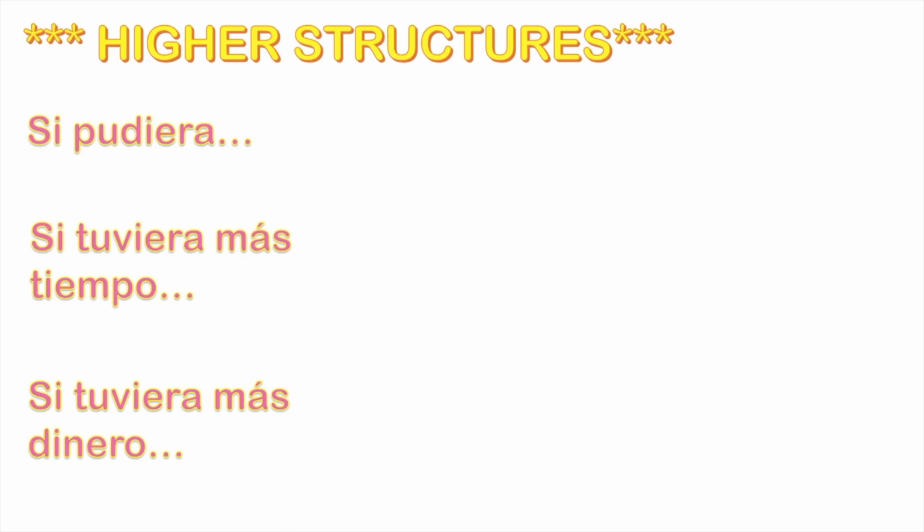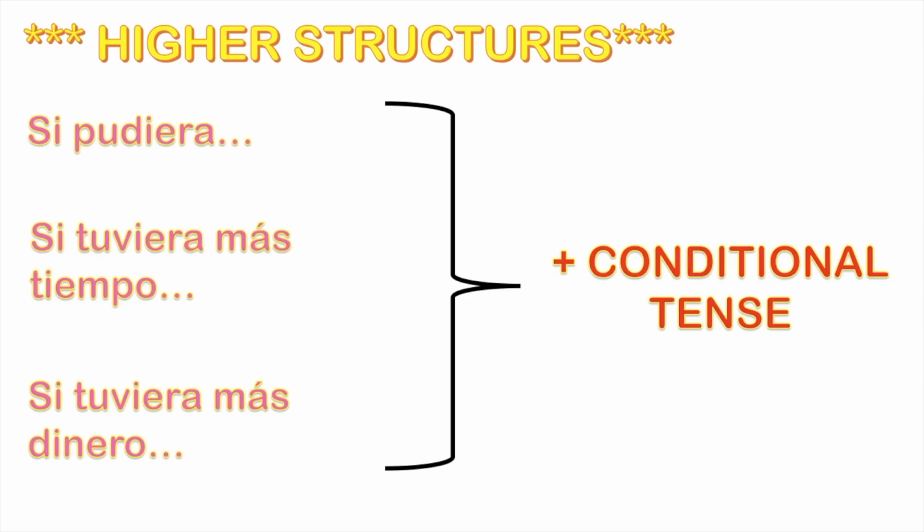And these are all followed with the conditional tense. So the would. Because if you imagine how you would say it in English, if I had more time, I would like to go to the gym. If I had more money, I would love to travel to Hawaii. It's the same in Spanish. So si pudiera and si tuviera plus the conditional tense. So here are some examples.